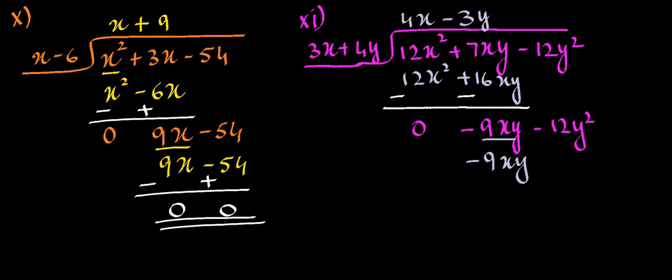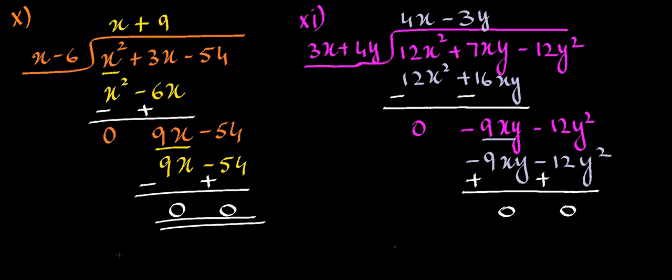Same, minus 3 multiplied by 4 gives me minus 12, and y multiplied by y gives me y square. Change of signs, minus becomes plus, minus becomes plus. What happens over here? 9xy minus plus 9xy. Here we get 0, minus 12y square. Minus 12y square gives me 0.